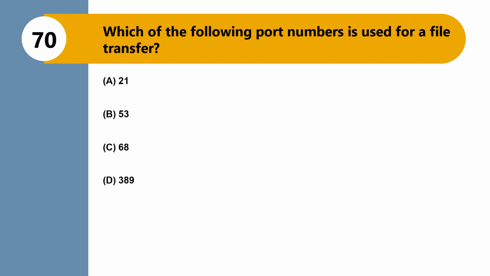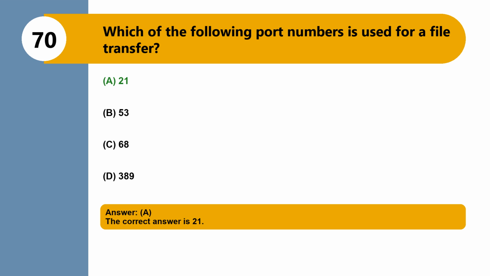Question 70. Which of the following port numbers is used for a file transfer? Option A, 21. Option B, 53. Option C, 68. Option D, 389. The correct answer is option A, 21.